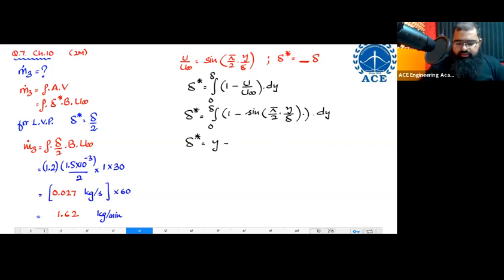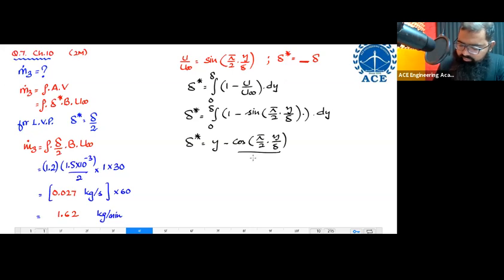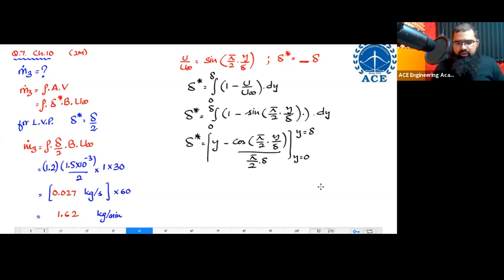Very good, someone got the answer: 1 minus 2 by pi. So this is going to be equal to cos of pi by 2 into y by delta, whole divided by pi by 2 delta. This is the value. And where is your y ranging from? Y is equal to 0 to y equal to delta. So what are you going to have now?